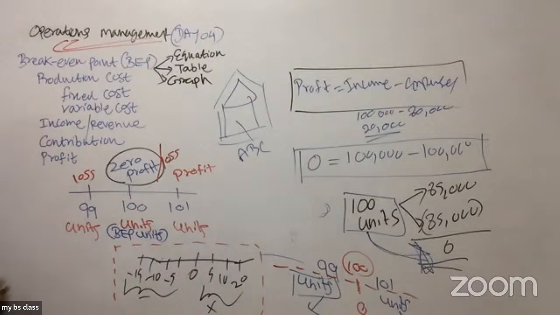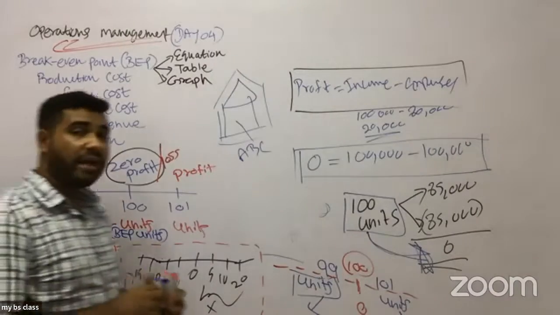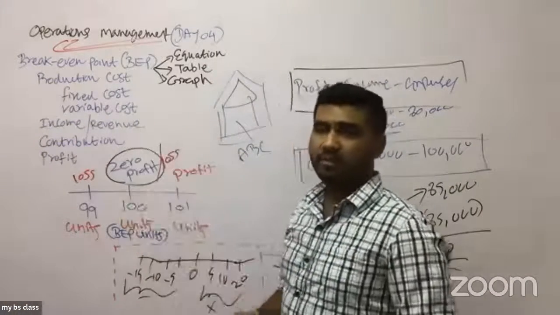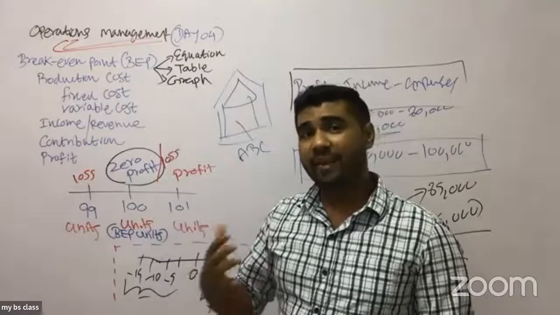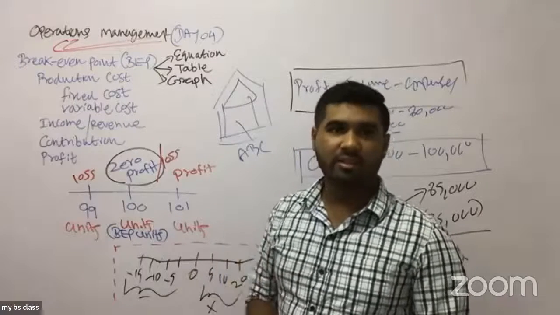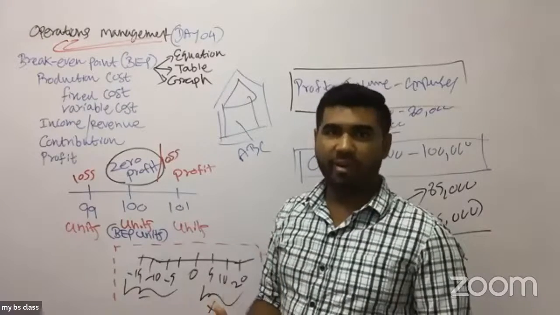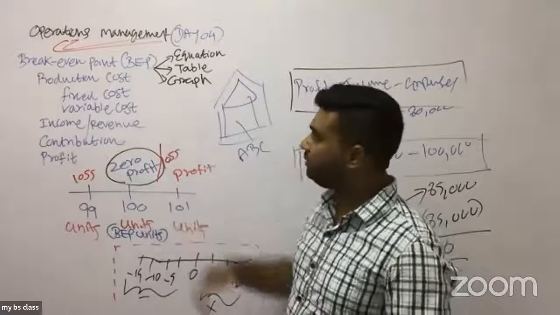Additionally, before coming to the break-even point, we need to know what production cost is. So, two types of cost: variable cost and fixed cost, right? Then what do you mean by contribution, profit, total income? Those will be studied.